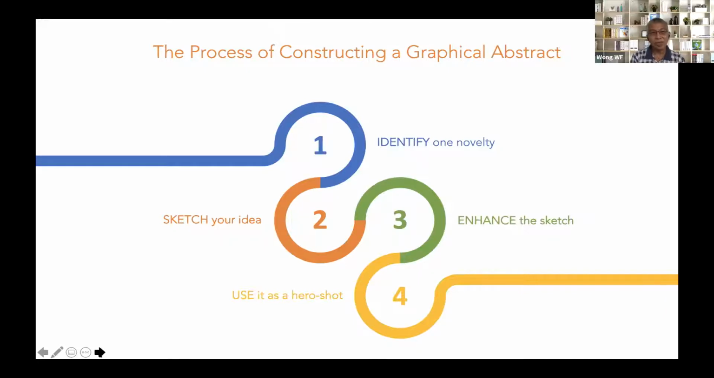So you need to know what is important. And this is what comes next: the understanding of the hero shot. So what is your hero shot? There are 4 steps here. Identify one novelty, sketch your ideas, enhance the sketch, and use it as a hero shot.